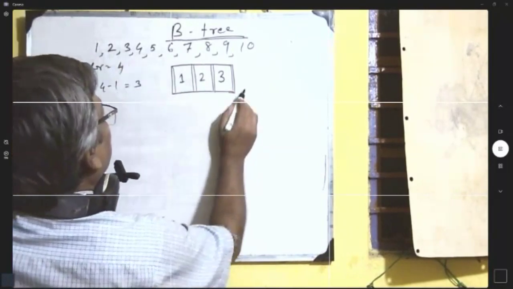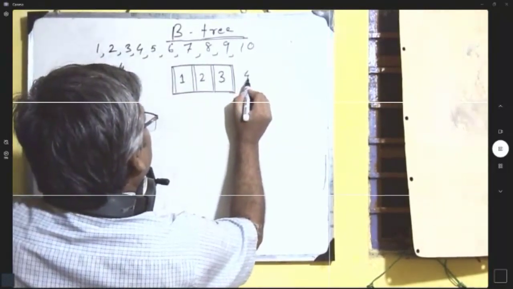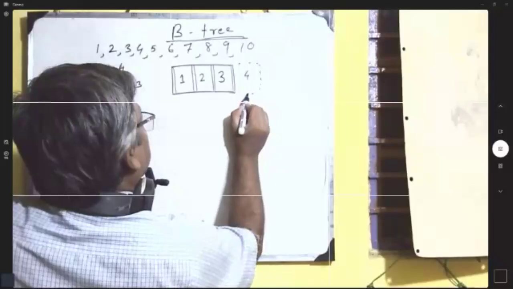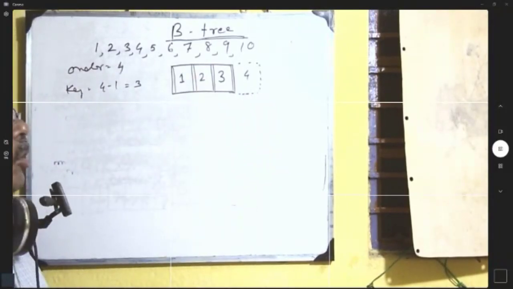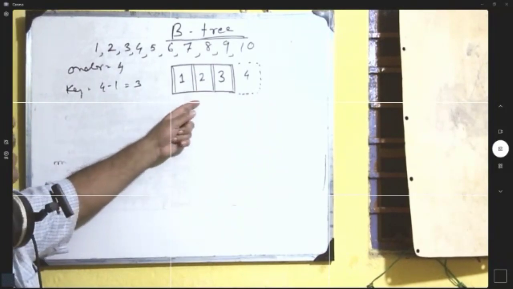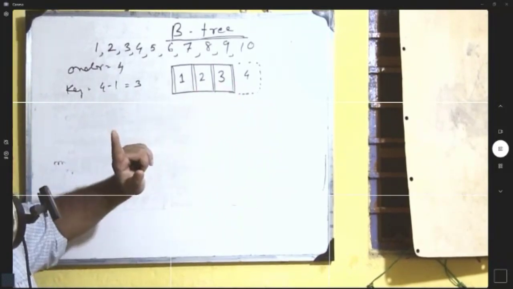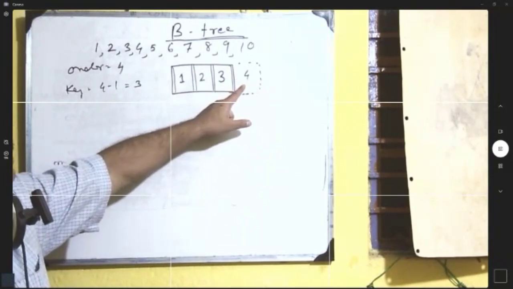Now 4, but no provision is there to enter the number 4. So we cannot enter the value 4 here. So what is the provision? What are the rules? The rule is I have to split the node and the middle value will be detected. This splitting will be done taking the number 4, not separating the number 4. Taking the number 4, we have to split this node.